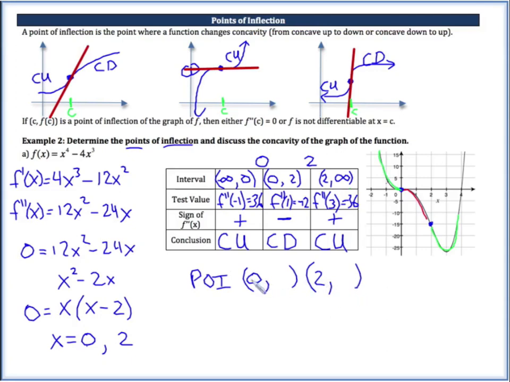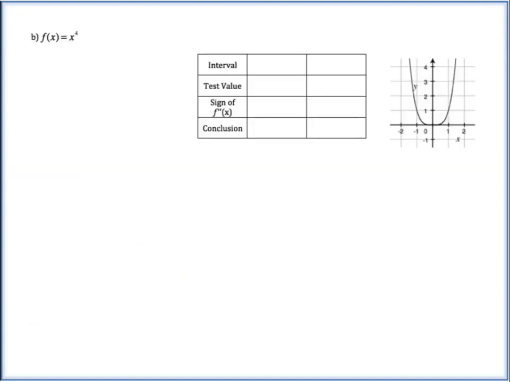So if we just plug this back into our function, 0 to the 4th minus 4 times 0 cubed, that equals 0. And if we plug 2 in, we'll get 2 to the 4th minus 4 times 2 cubed, and that is negative 16. So we do get our 2 points of inflection right here. All right, let's try our next example.